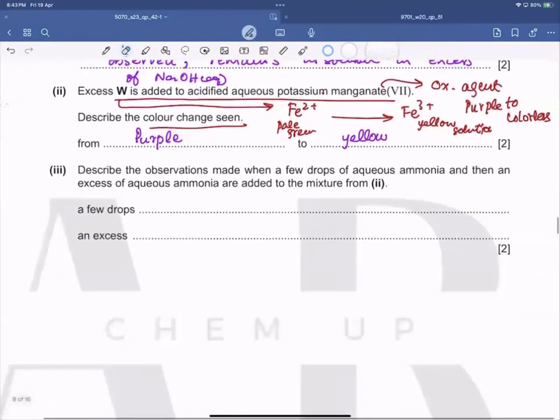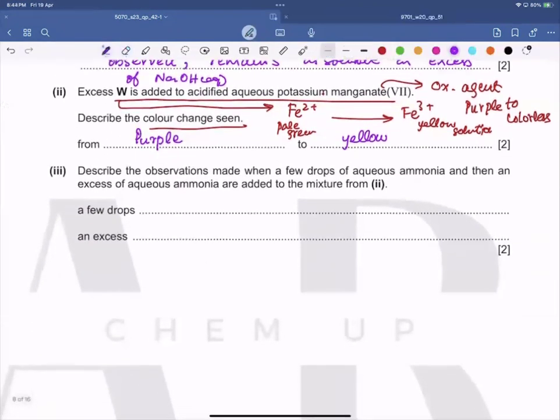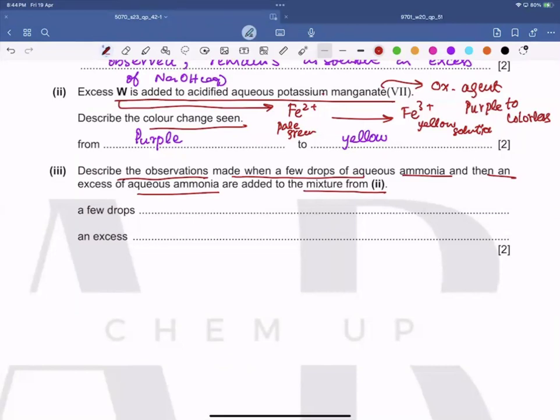Okay. Now, describe the observation made when a few drops of aqueous ammonia and then excess of aqueous ammonia are added to the mixture from 2. Okay. Yes, these color changes for the oxidizing agents you have to remember. These color changes you always need to remember, except the ones which are provided at the end of the paper. Okay.